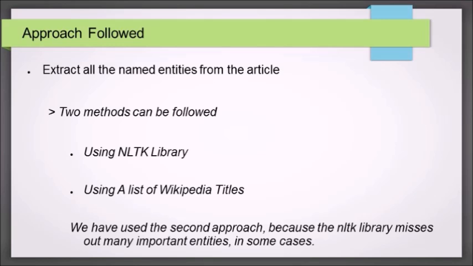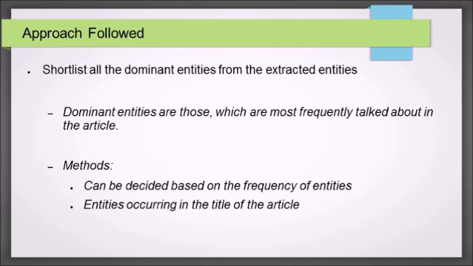In this approach, we used the list of titles of the Wikipedia pages. If some word appears in this list, then it will be considered as a named entity. We pass the article and check for each phrase whether it is present in the list or not. If the phrase is present in the list, it will be considered as a named entity. This method is chosen over the before mentioned one, as in some cases the NLTK library misses out some important entities.